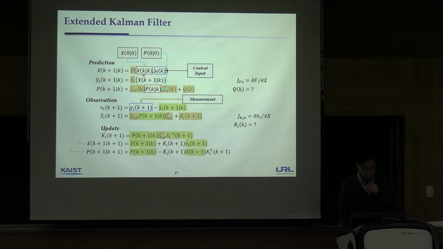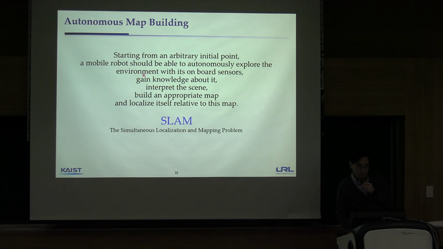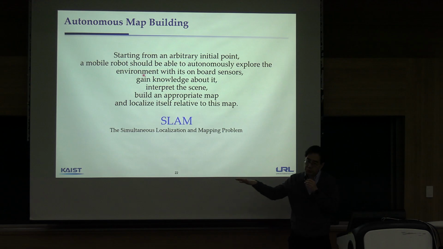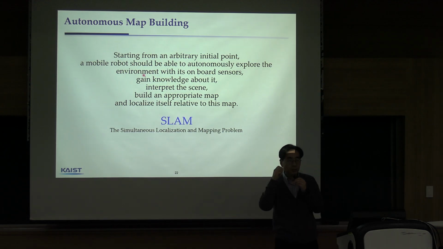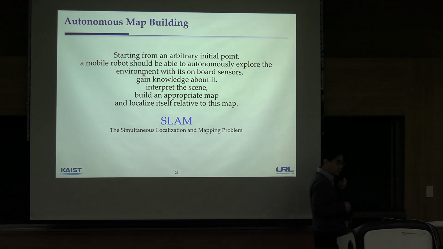So you can see that the last thing is the same, except we use the Jacobians instead of the linear matrix. That is the extended Kalman filter. So based on the prior map information, we can utilize this Kalman filter to estimate the position and orientation of the robot. So that is the localization part.